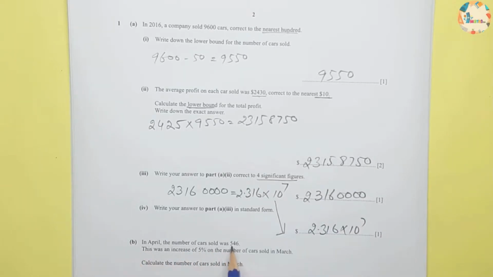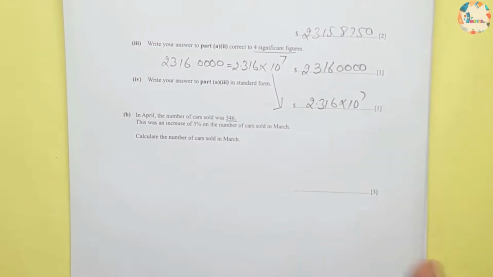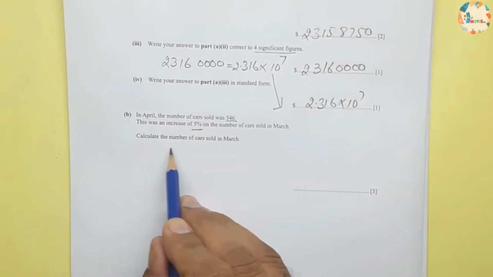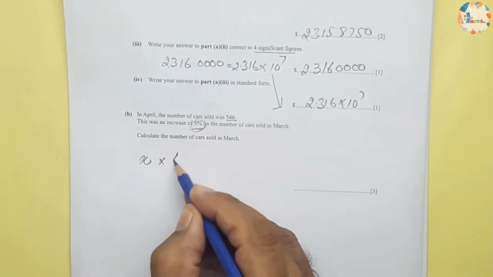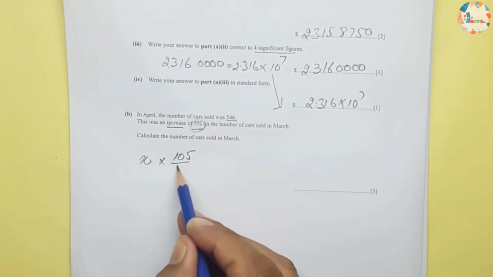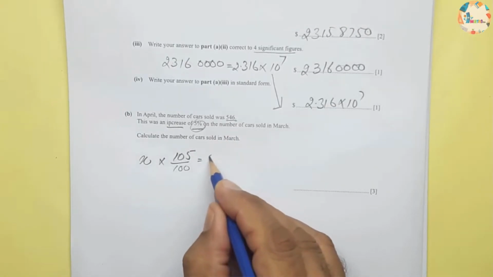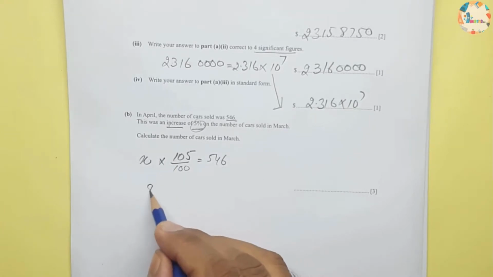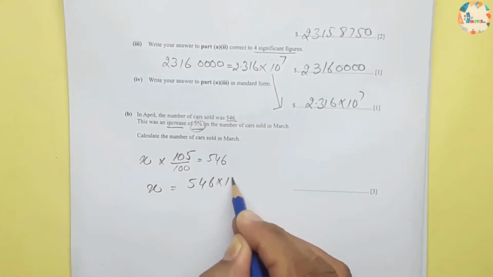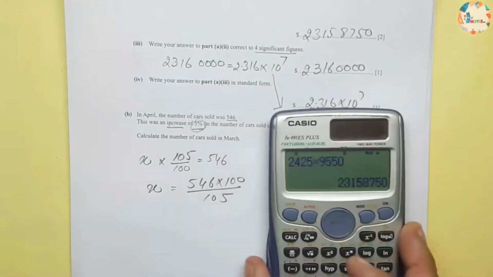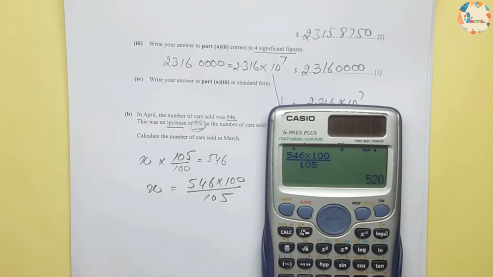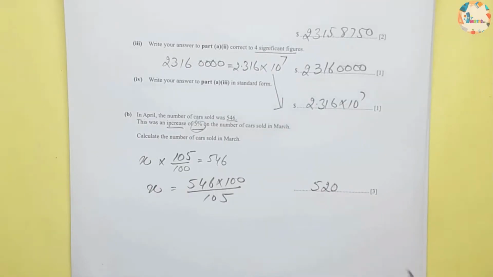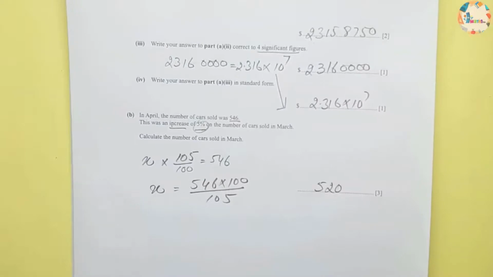In April, the number of cars sold was 546. This was an increase of 5% on the number of cars sold in March. Calculate the number of cars sold in March. So this is a reverse percentage. X multiplied by 105%, because it is increased by 5%, is equal to 546. So we shift this to the other side, and X will be equal to 546 multiplied by 100 divided by 105. When we calculate this, it will be equal to 520. So 520 will be the number of cars sold in March.